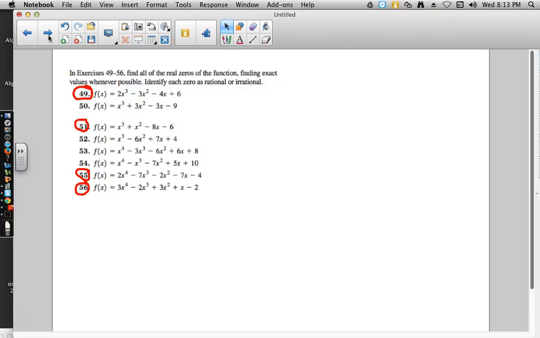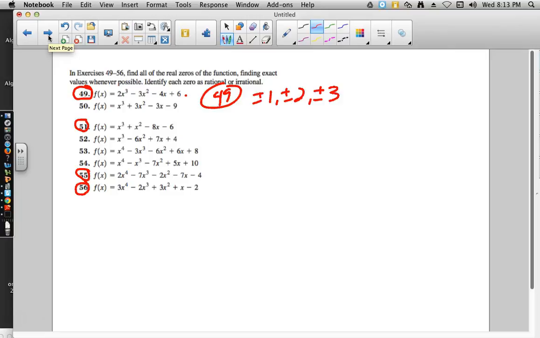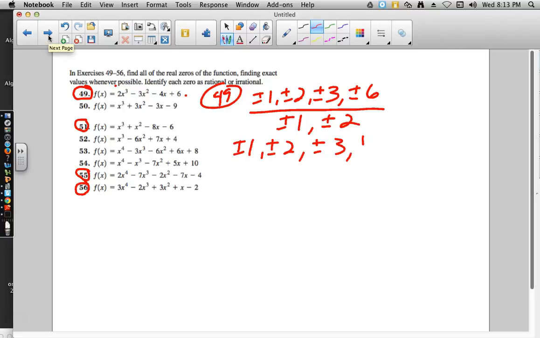the function, finding exact values whenever possible, identify each zero as rational or irrational. So first thing I did with number 49 was I went through and wrote the list of all the possibles. So with a 6 in the back, the factors of 6 will become our numerator, and then with a 2 in the front, the factors of 2 will become my denominator. And then I go through and do that division, so it could be plus or minus 1, plus or minus 2, plus or minus 3, plus or minus 6.